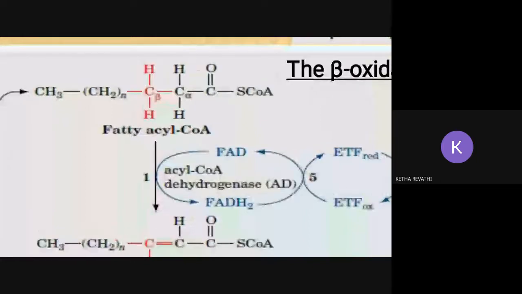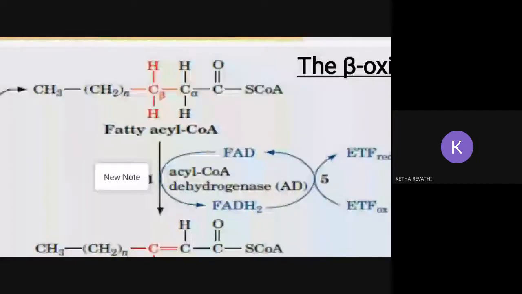Oxidation step. This is fatty acyl CoA, or acyl CoA. Draw the structure. Structures are required here. Understood? For this question, structures are required. Fatty acyl CoA: CH3, CH2 twice N. N means number of carbons. It may be 10, it may be 12, it may be 14, it may be 16, like that.